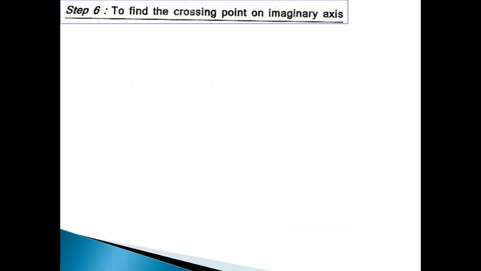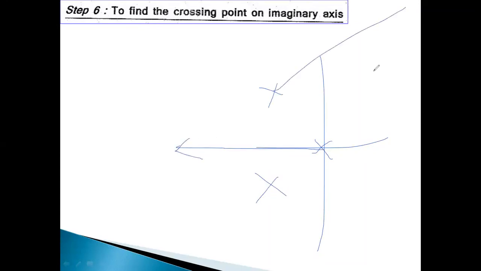To find the crossing point on the imaginary axis. Step number 6: whether the root locus branch is crossing the imaginary axis or not. What is the need of finding this? So this is the root locus branch. One branch is moving in this direction, one branch in this direction, one branch in this direction. If we assume like that, it is crossing the imaginary axis at a particular point.